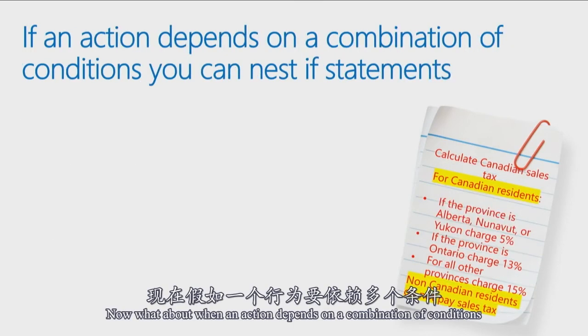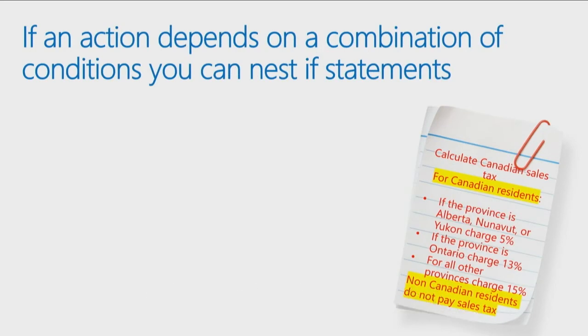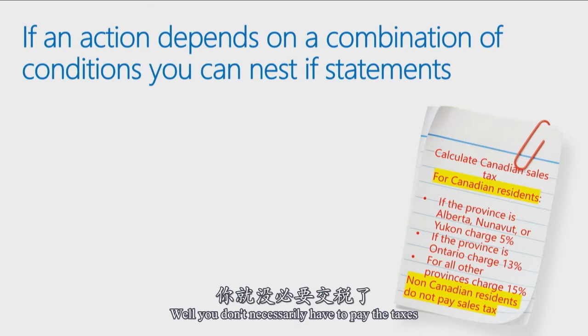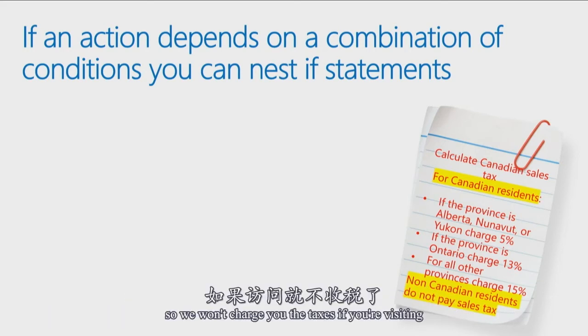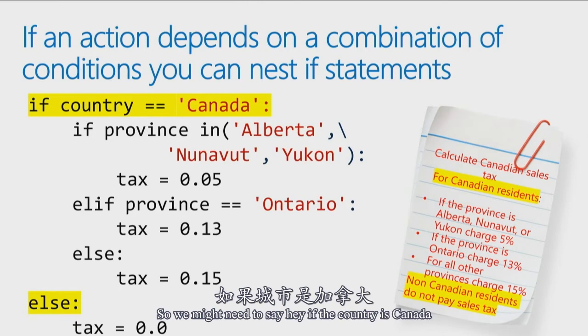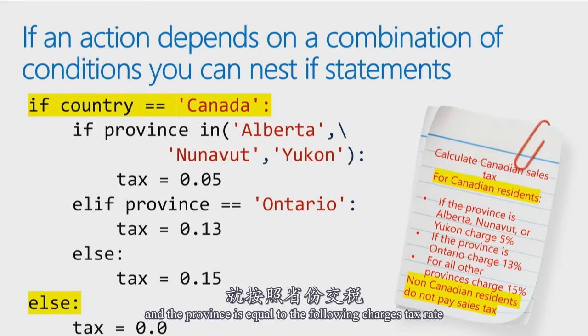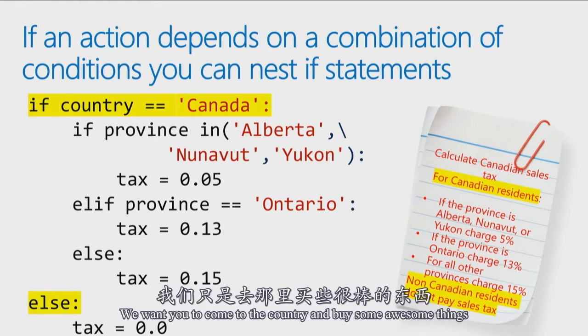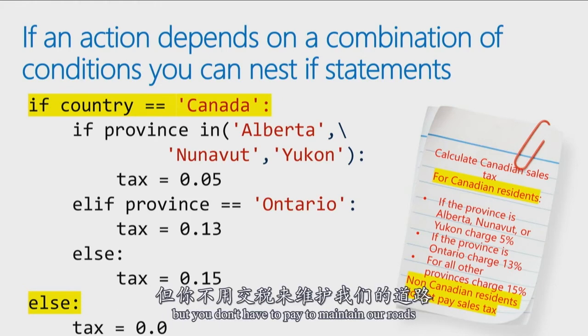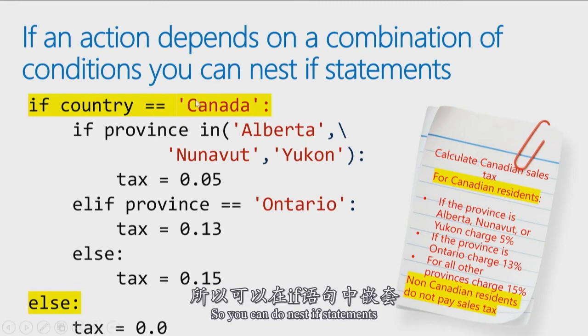Now, what about when an action depends on a combination of conditions? Let's say you're visiting Canada, but you don't live there. Well, you don't necessarily have to pay the taxes. That's that whole concept of things being duty-free when you're moving from one place to another. So we won't charge you the taxes if you're visiting. So we might need to say, hey, if the country is Canada, so if you're a Canadian making this purchase, and the province is equal to the following, charge this tax rate. But if you're not a Canadian, well, then we're going to set the tax to 0. We want you to come to the country and buy some awesome things, but you don't have to pay to maintain our roads. So you can do nesting if statements.